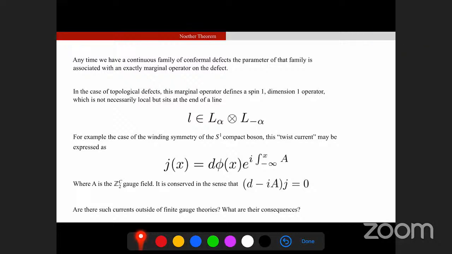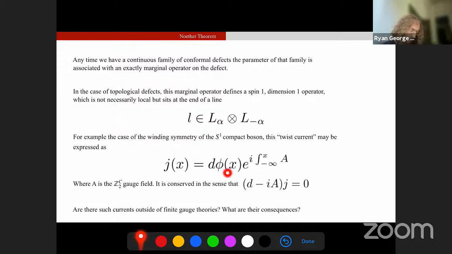Well, I have a few questions. What does it mean to have this net current at the end of a line? Yeah, so I wrote it here. If you write, say in this simple example, the thing corresponding to the winding symmetry, this operator d phi is not gauge invariant in the orbifold, but it is gauge invariant if I put it at the end of a Wilson line.